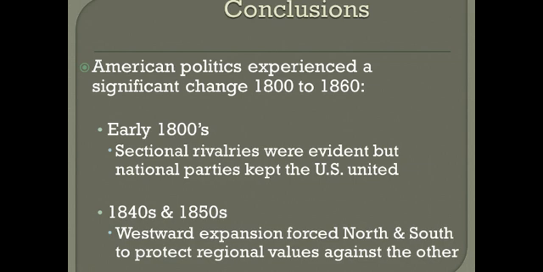American politics experienced a significant change from 1800 to 1860. In the early 1800s, sectional rivalries were evident, but national parties kept them on the DL. They just kept them calmed down. But by the 1840s and 1850s, westward expansion actually started intensifying sectional divisions, and the North was protecting their region, the South was protecting theirs. So now we have a fight, just to summarize where we are right now.